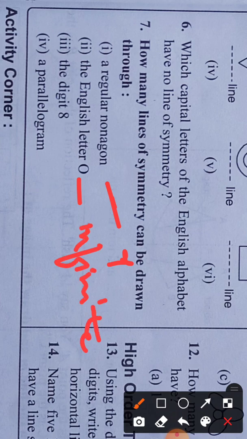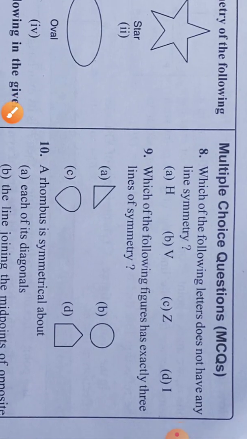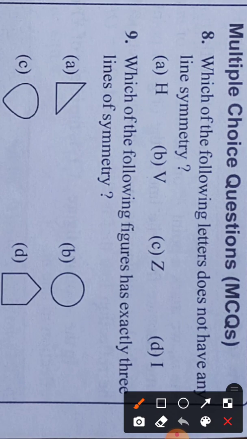Okay. So the digit 8 will have only 2 lines of symmetry. Okay. Then a parallelogram will have 0 lines of symmetry, or you can say no or none. Okay, no line of symmetry is there in a parallelogram. Now let us see question number 8. Which of the following letters does not have any line of symmetry? We have to find out which of the letters does not have any line of symmetry.